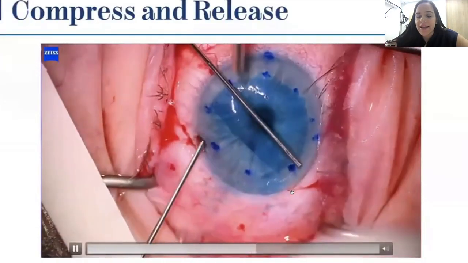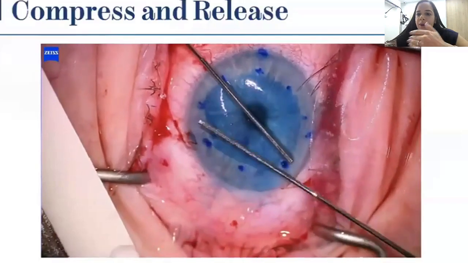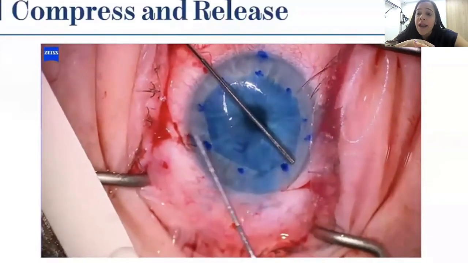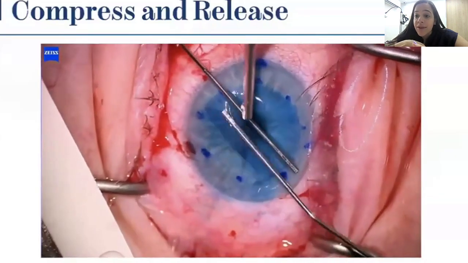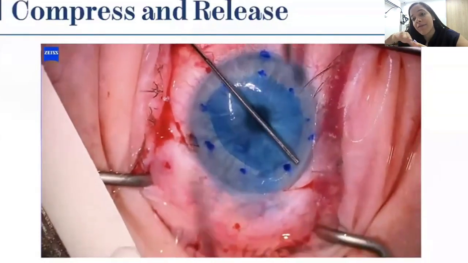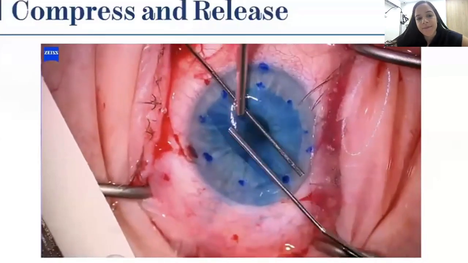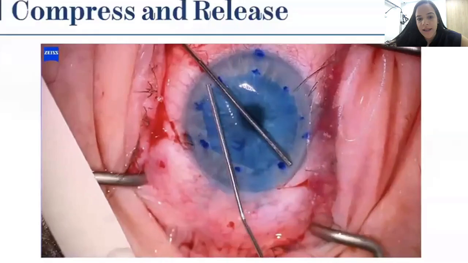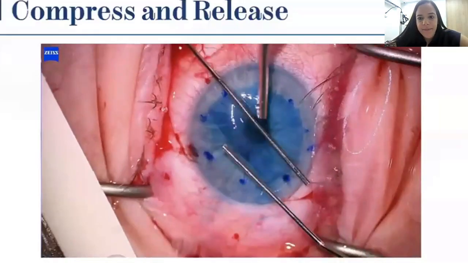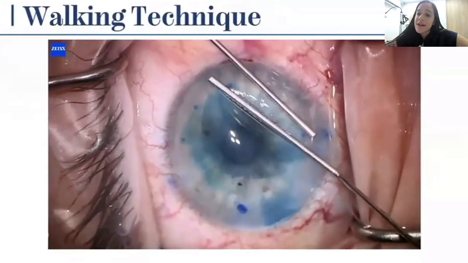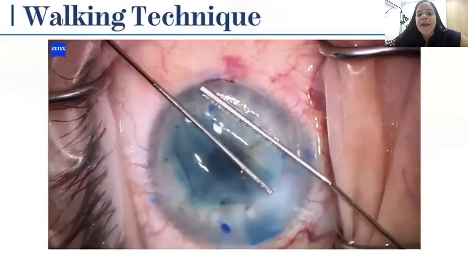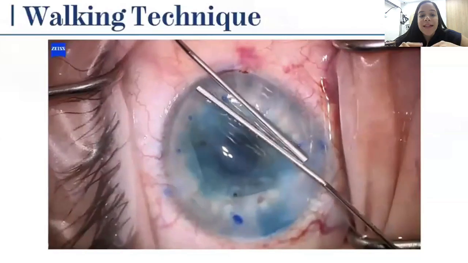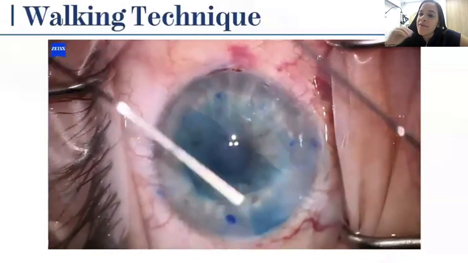I really like this technique. It's like compress and release. You will compress the graft, the cornea, with the cannula, and with the other you will put the cannula onto the paracentesis. So the graft will go where the fluid goes, as you can see on the video. When I put the fluid, it will move. I will try to open. And also we have the walking technique. Here I'm using two cannulas to move the tissue by using small, gentle strokes with alternating hands to shuffle the graft forward.